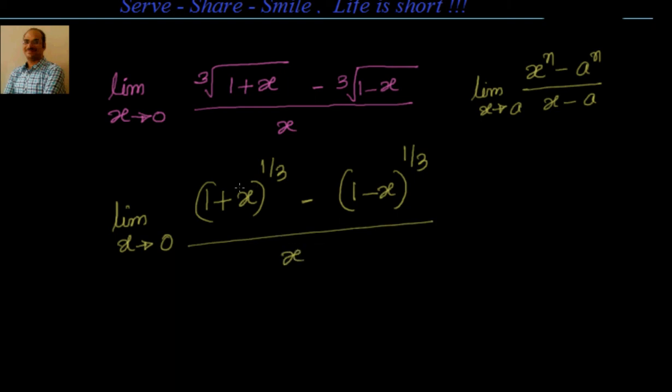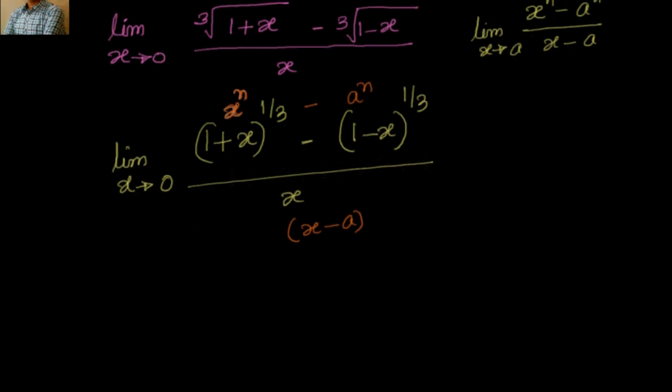If you see, the numerator is in the form of x to the power of n minus a to the power of n. Here we have to get x minus a. We don't have it. So let us try to manipulate this and write it down in such a way that we can get it into the formula.